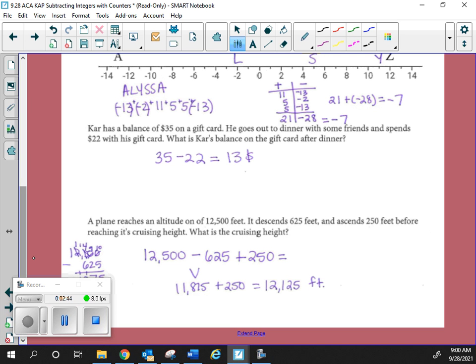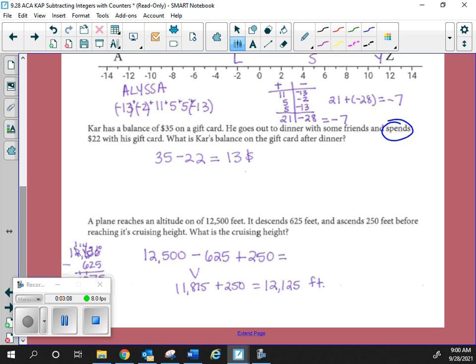Let's check these second 2 problems, or the 2 bottom ones. What were some keywords in this first problem? We had a balance of $35 on a gift card, goes out to dinner, spends $22. June, what were some keywords? Spend. Yep. And $35 is possible. Yeah, very good.